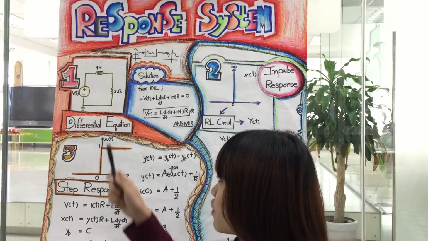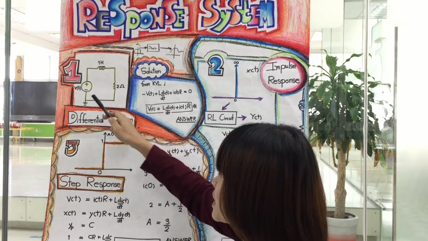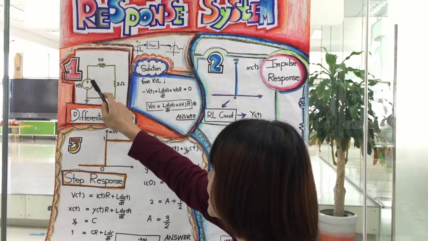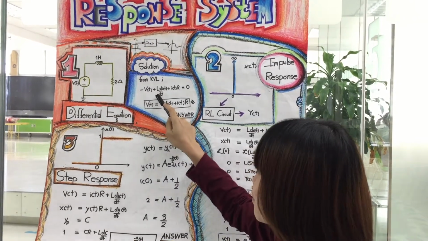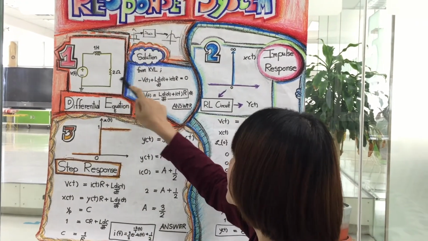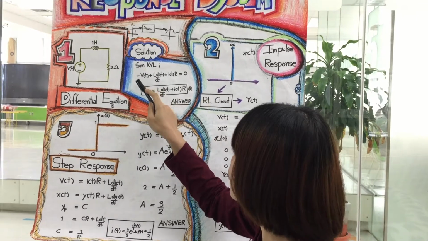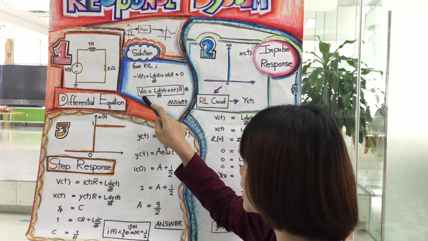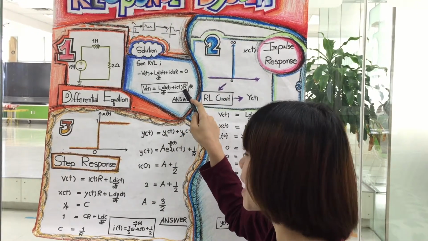First, we are going to solve the differential equation from KVL. We start from minus Vt plus V across 1 Henry equals L di by dt, plus V across 2 ohm equals I multiplied by R, equal to 0. We rewrite this equation into Vt equals L di by dt plus I multiplied by R.